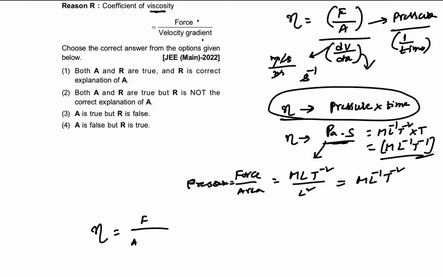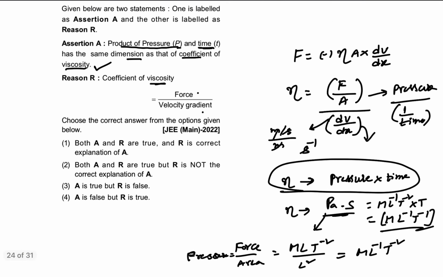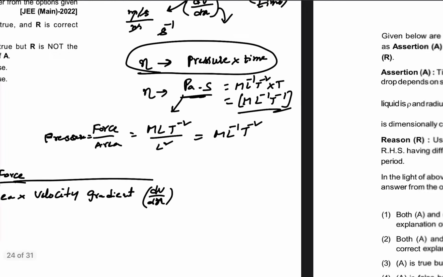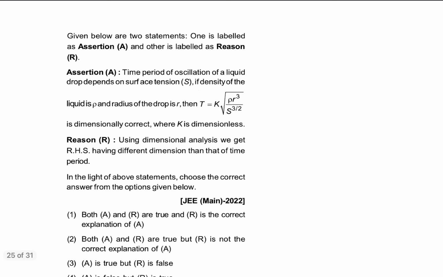You just observe that coefficient of viscosity is force divided by area into velocity gradient. Velocity gradient is dv divided by dx. So if you see this, this reason is incorrect. So which option is correct now? A is true, but R is false.